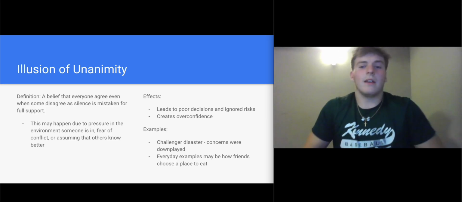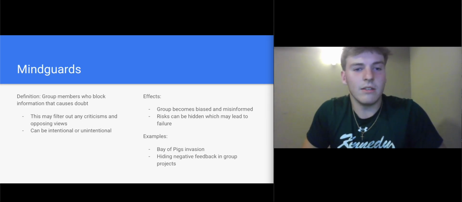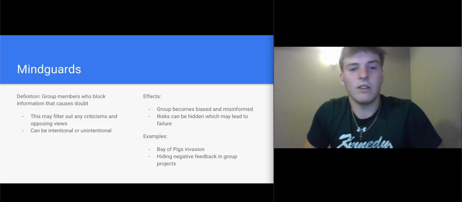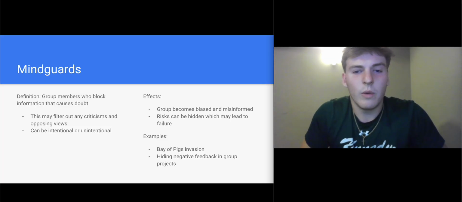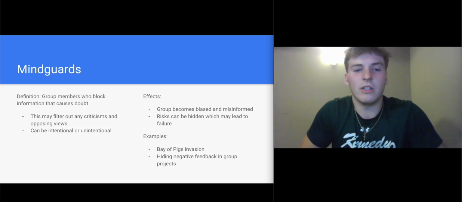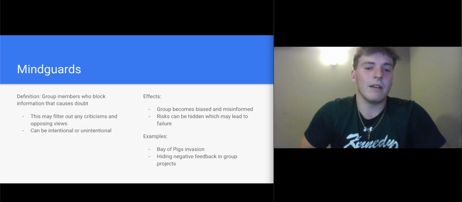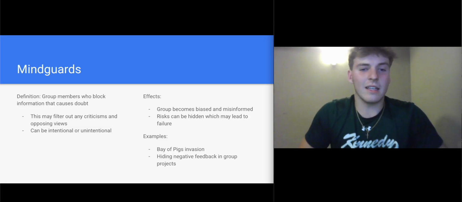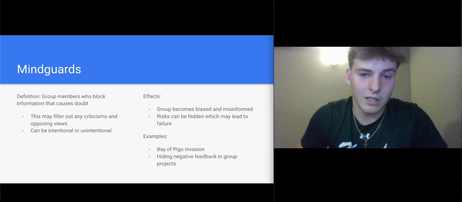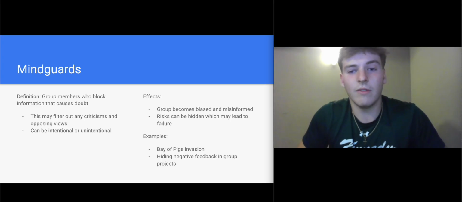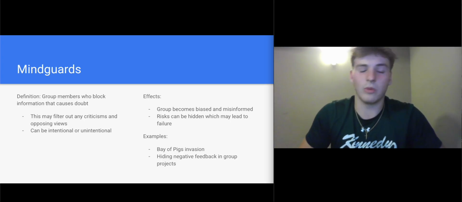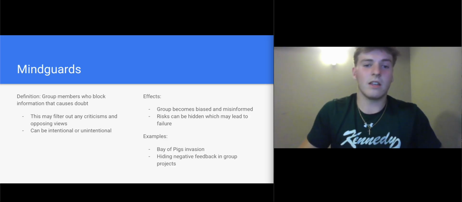The next groupthink idea is mind guards. The definition of mind guards is people within a group who protect the group from information that might cause disagreement, doubt, or conflict. They act like gatekeepers, filtering out certain warnings, criticisms, or alternative ideas so the group only hears what supports the preferred decision. This can be done intentionally or unintentionally.